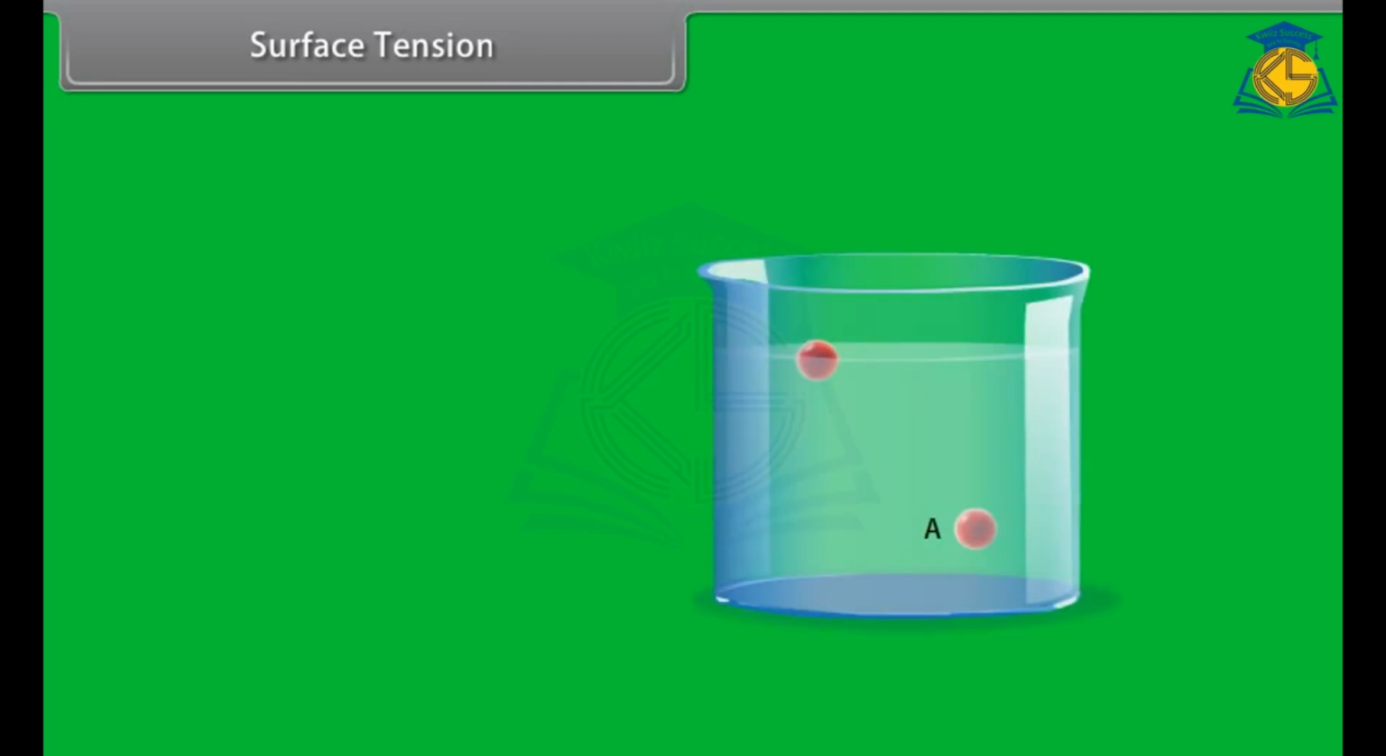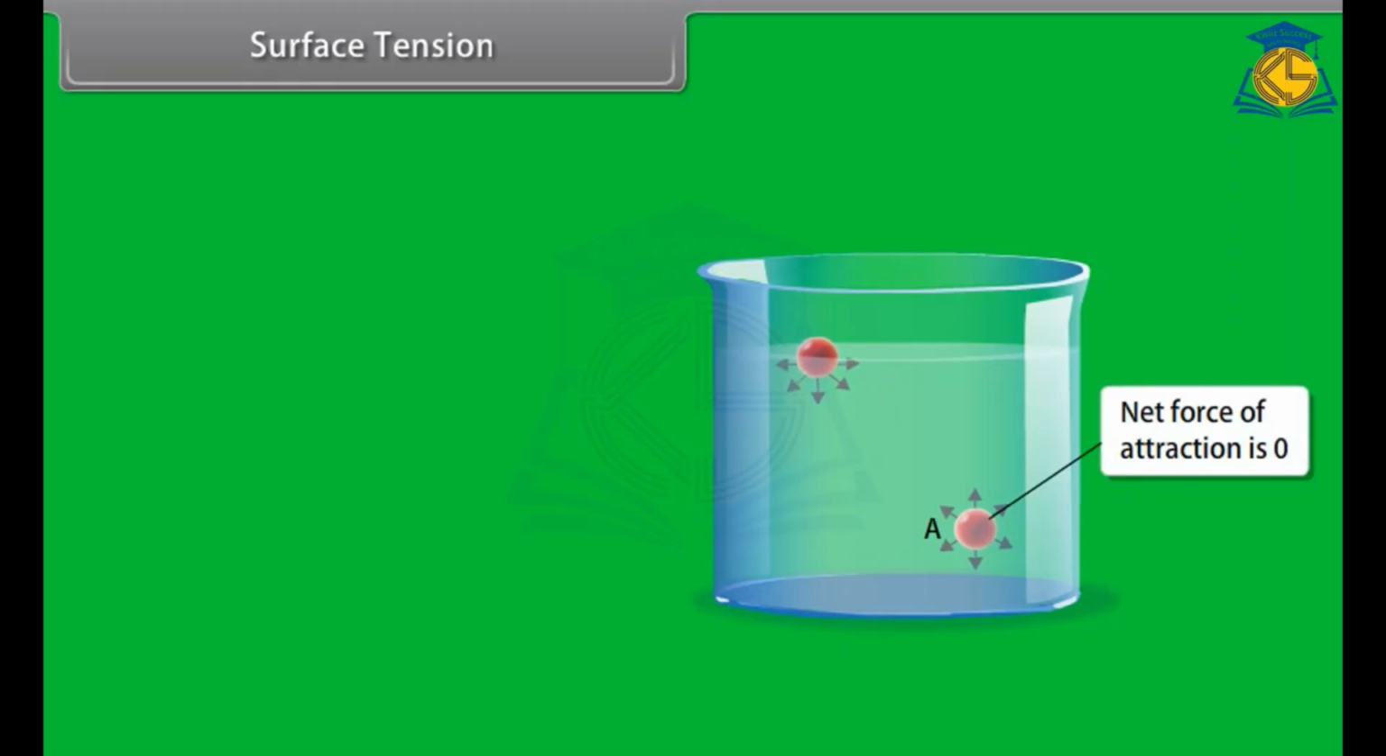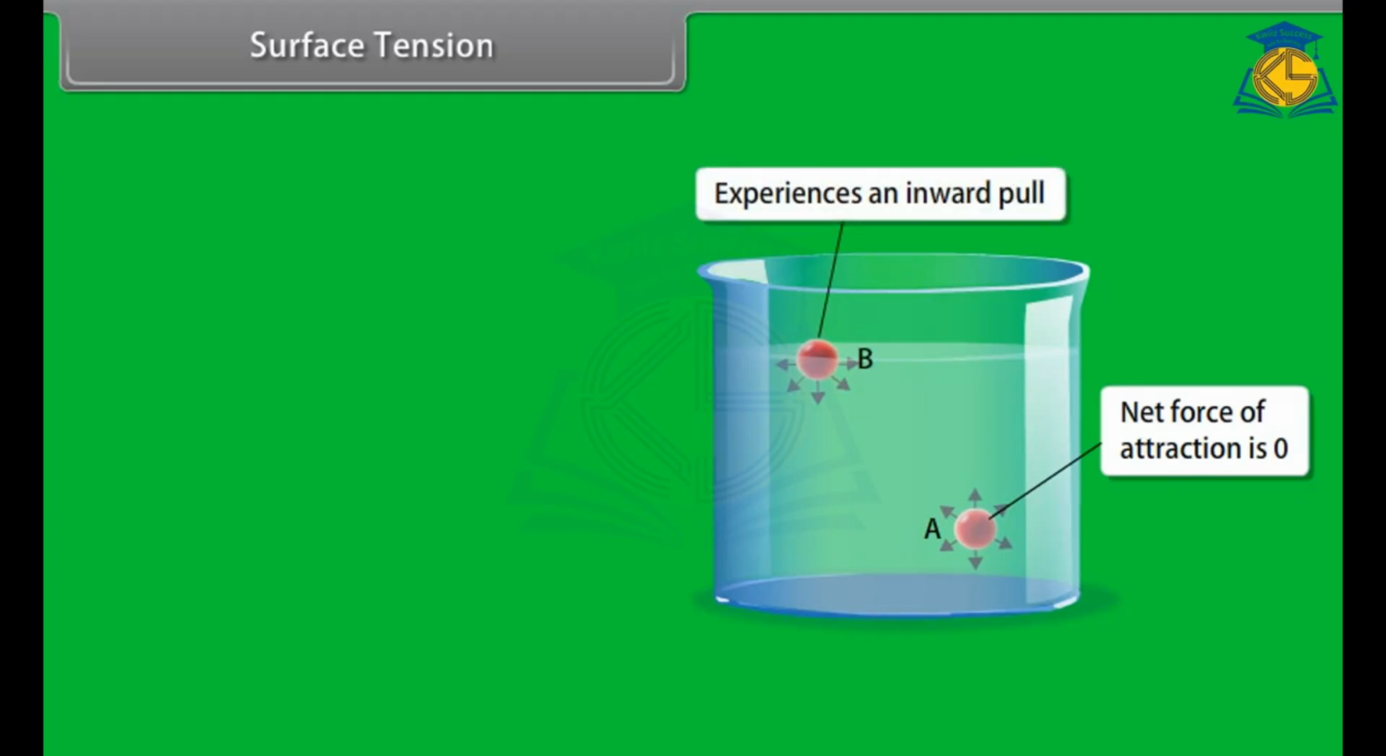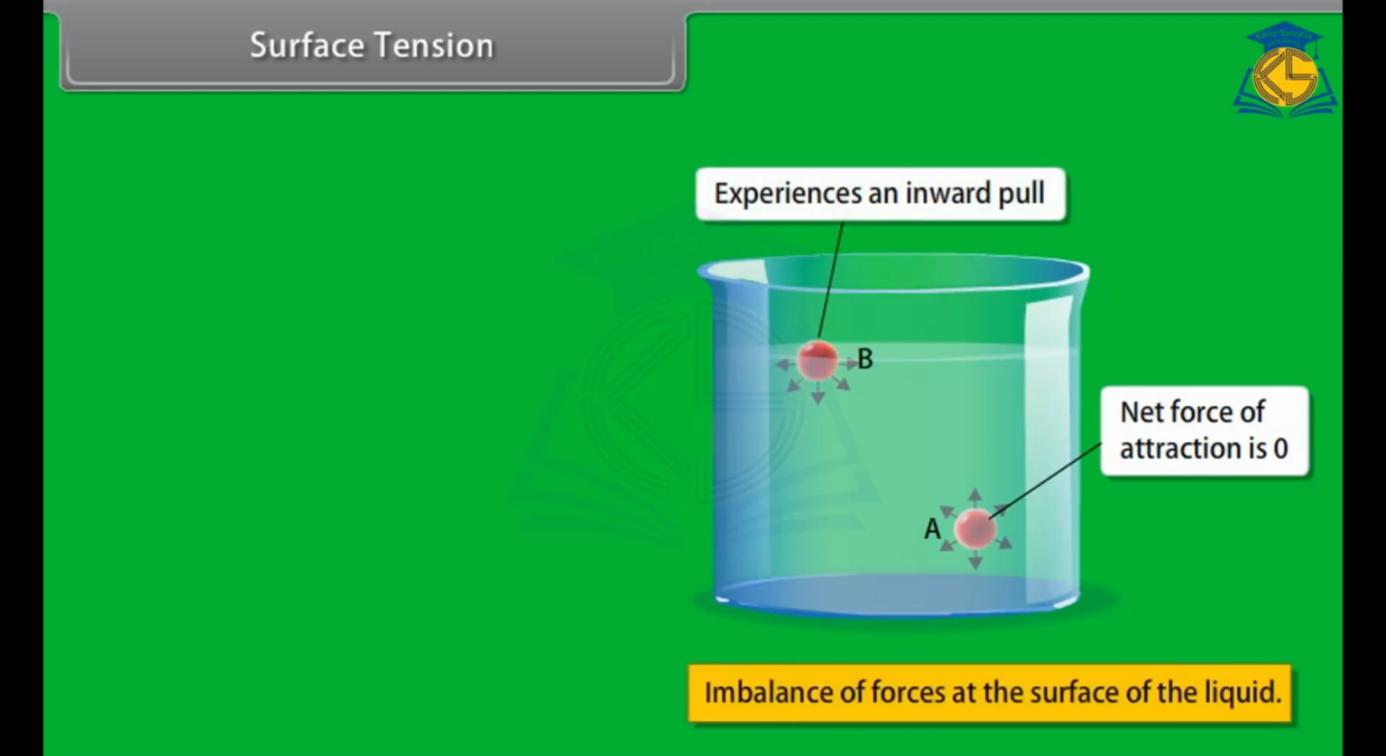A molecule within the bulk of liquid is uniformly attracted in all directions by the neighboring molecules. Therefore, the net force of attraction acting on such a molecule is almost zero. However, a molecule at the surface of liquid has no upper molecules to participate in attraction. This creates imbalance of forces at the surface of the liquid. Consequently, the molecules at the surface experience a resultant inward pull.